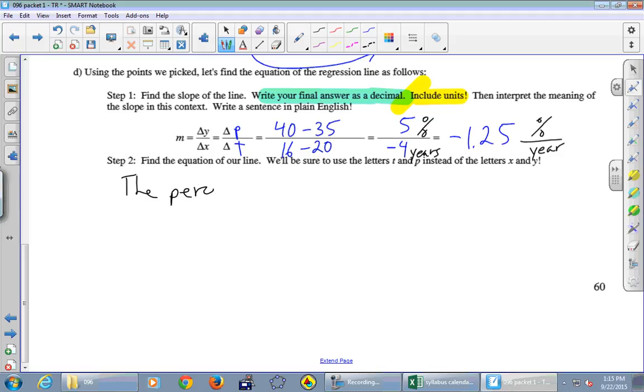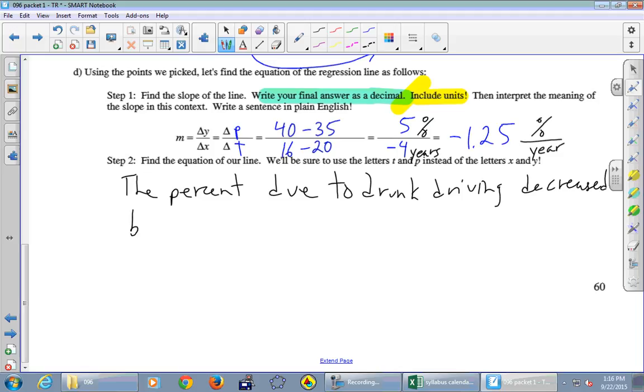The percent due to drunk driving decreased by 1.25% per year. Percent of the fatalities that were due to drunk driving. I'm being a little bit lazy, but yeah, the percent of fatalities due to drunk driving decreased by 1.25% per year.